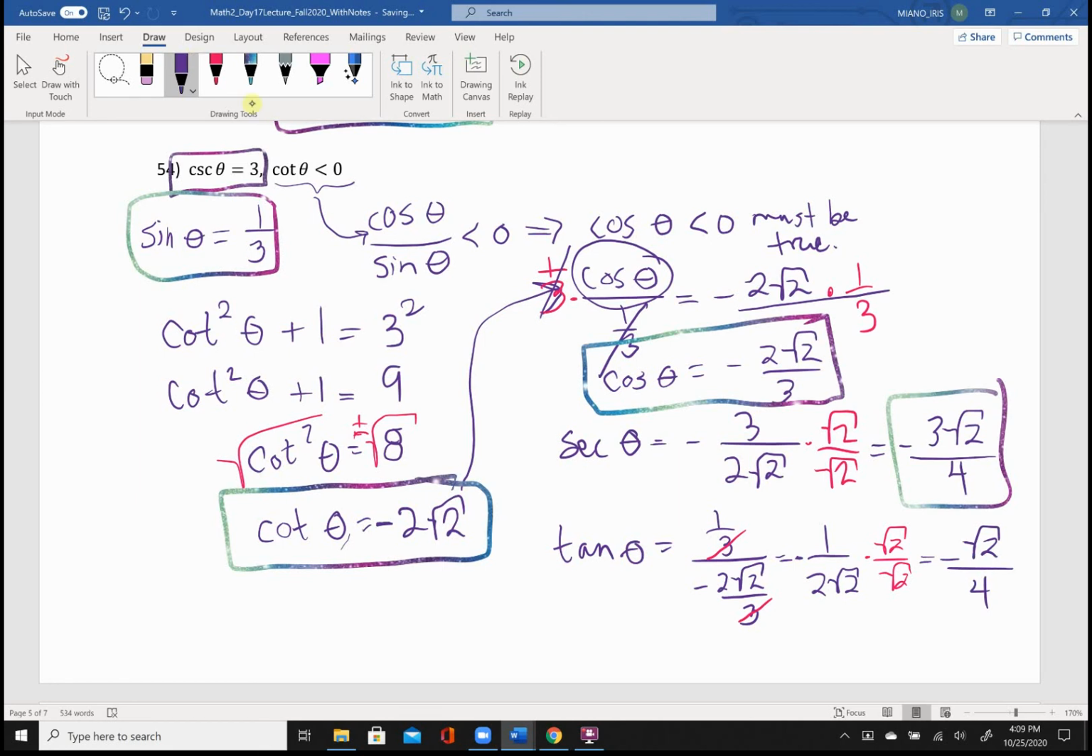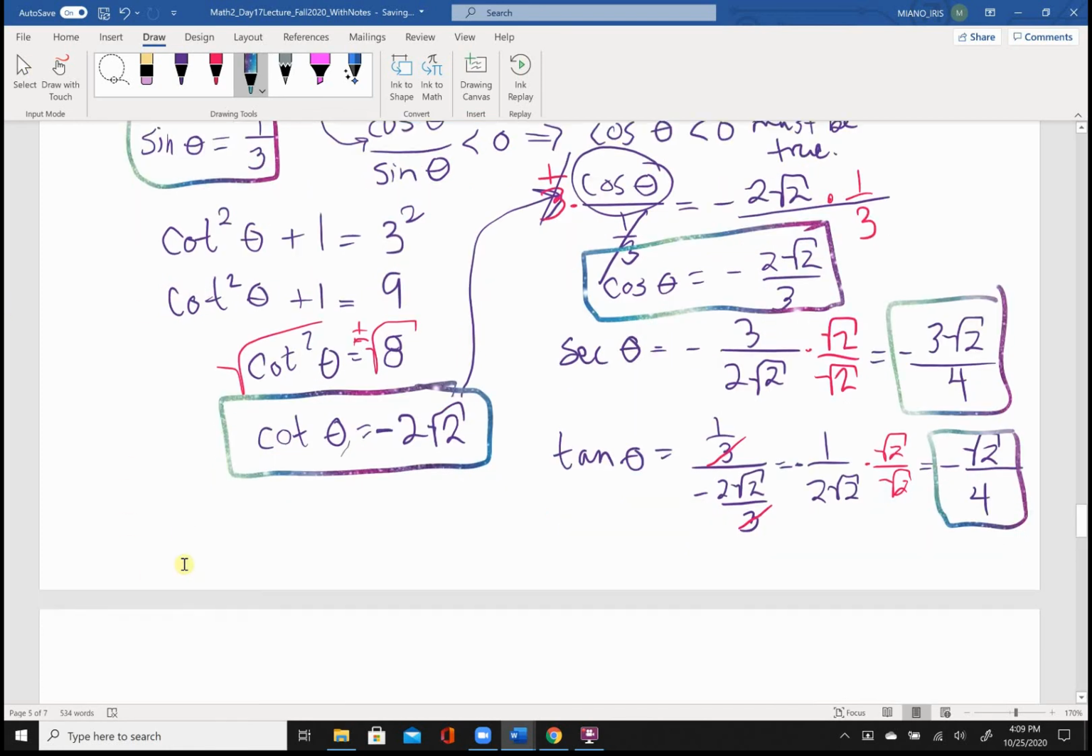There we have it. Let me just make that a little bit more appropriate as far as the position is concerned. Okay, do we get them all? Tangent, secant, cosine, cotangent, sine, and cosecant. Yep, all set for that one.